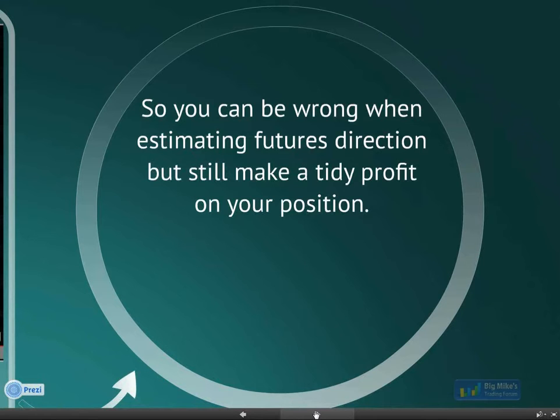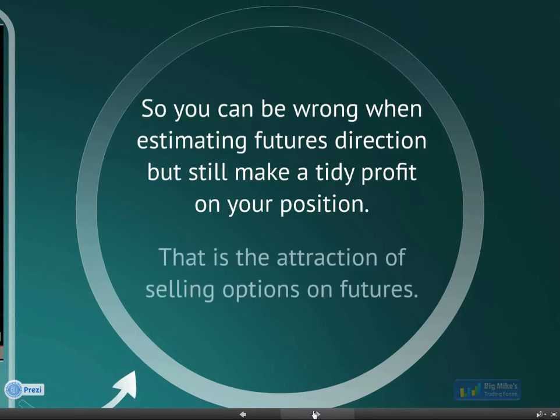So trying to pick the sweet spot of selling it right before the time decay, but also the futures are going in the right direction, is something that takes years to learn, but it can be done, and you can profit pretty well from that if you time those just right. And that's the attraction of selling options on futures.